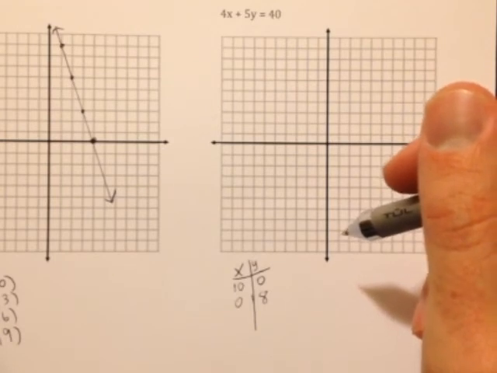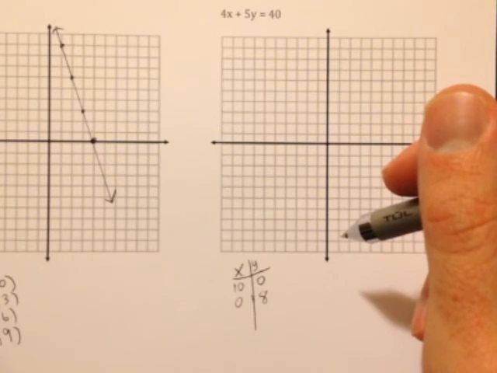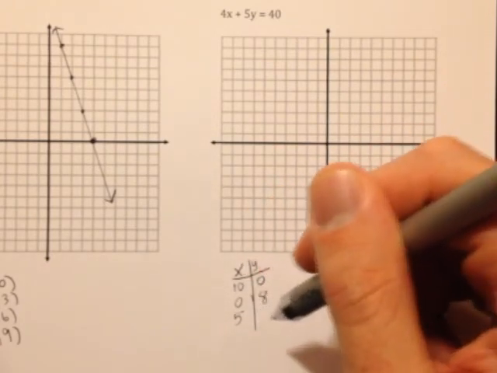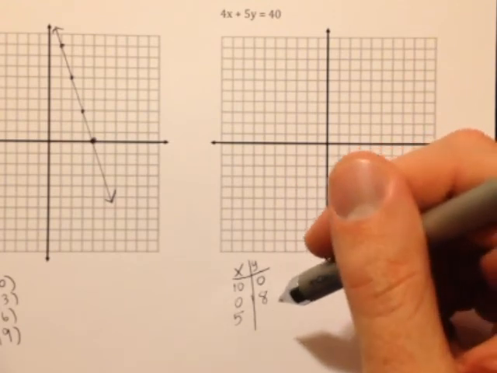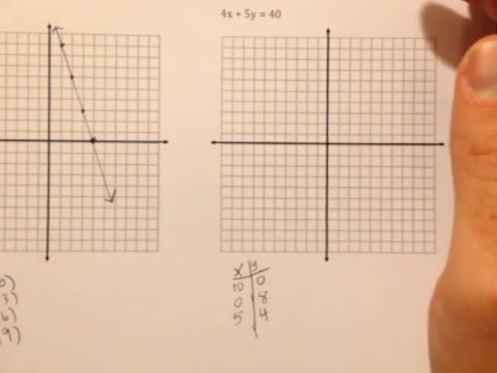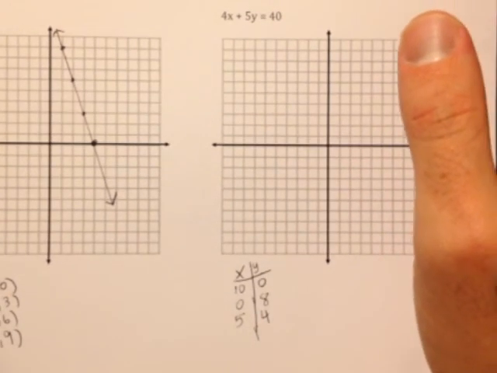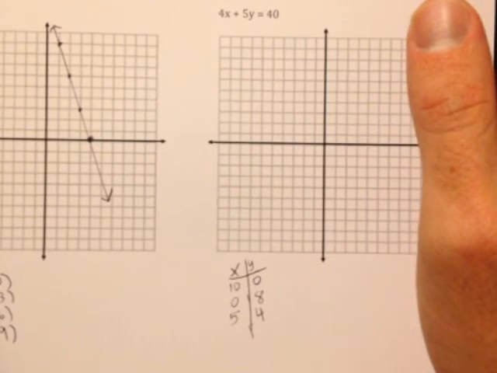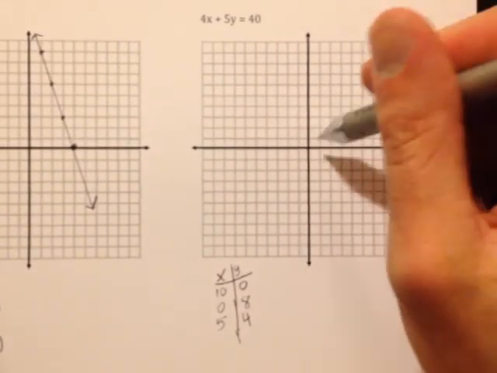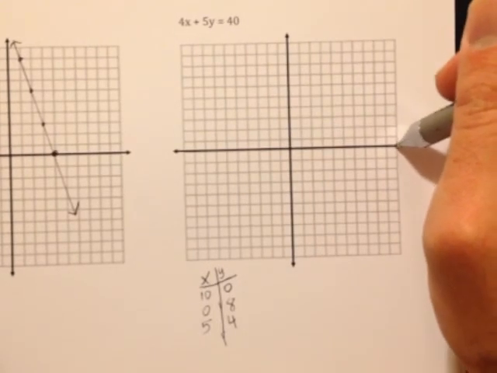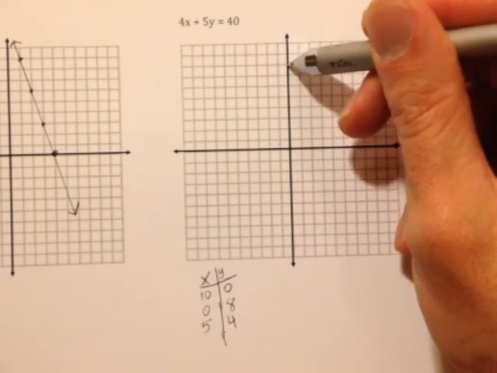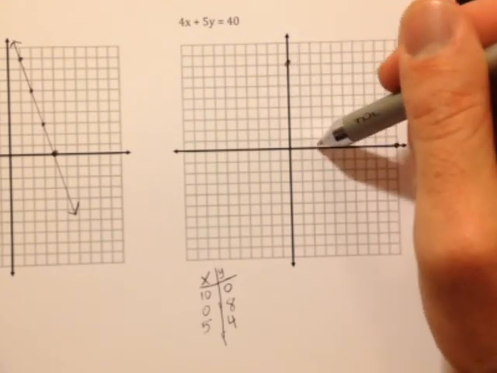So what if I went with 5? 5 will make 20 with my x's, 4 times 5 is 20, and then 5 times 4. I'm going to settle with 3 points on this one, and if I don't end up with a perfectly straight looking line, then I'll know I messed up one of them, and then I'll probably try to fix it and come up with a 4th point. Okay, so 10, 0 is right here. 0, 8 is right here, and 5, 4.